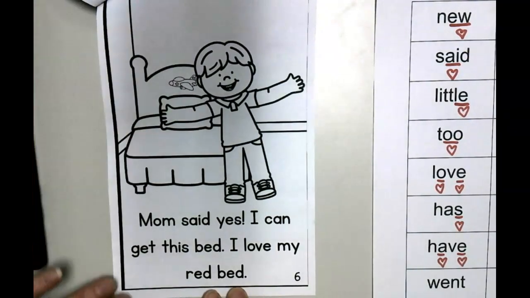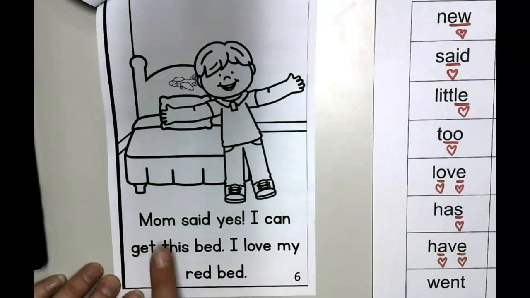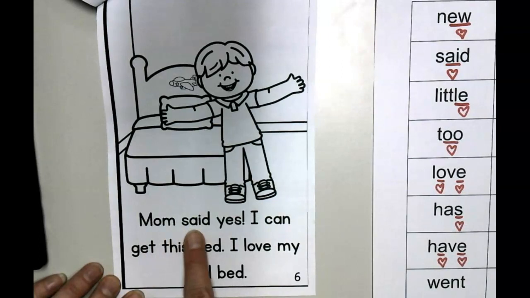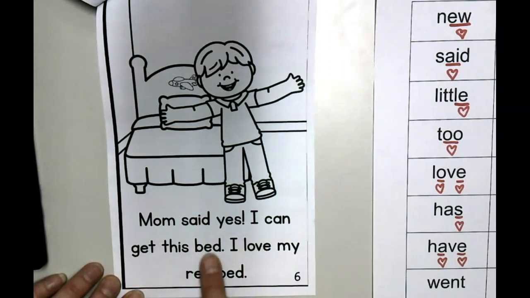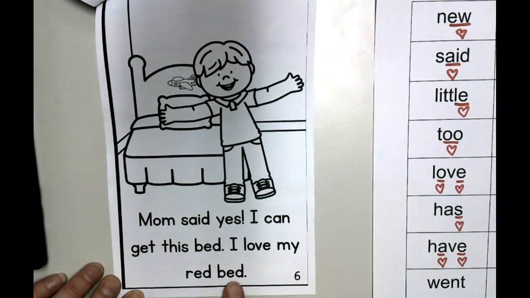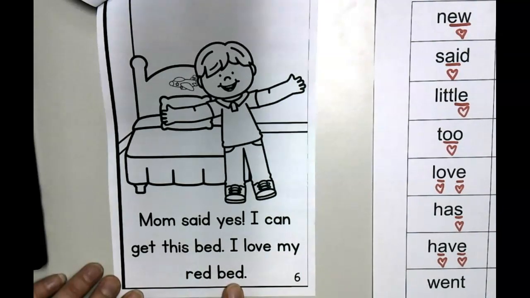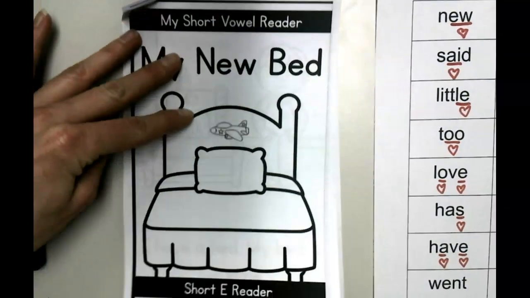All right, this is our last page. Be looking for the one sight word that is on this page. Mom said yes. I can get this bed. I love my red bed. What sight word did you see? It was said again. Very nice job, friends.